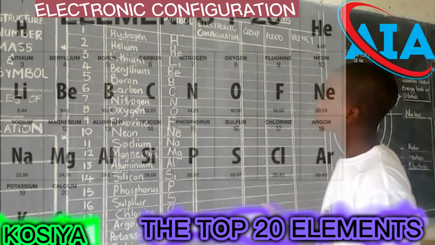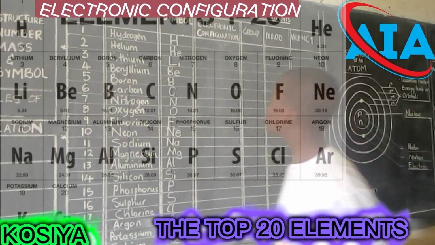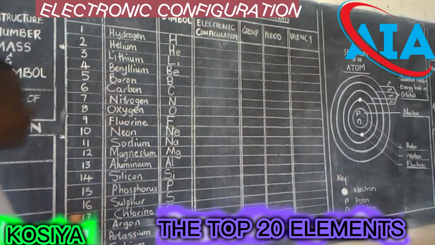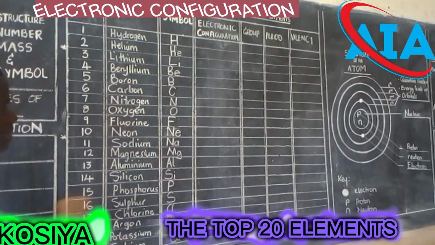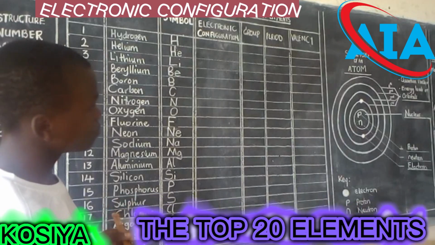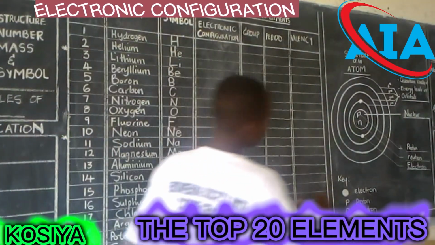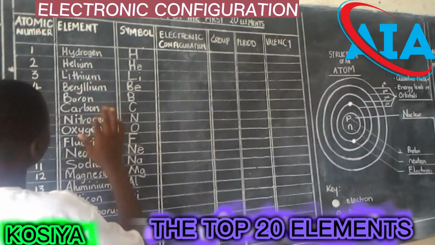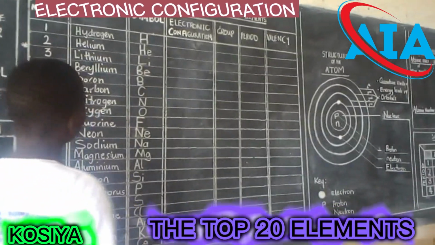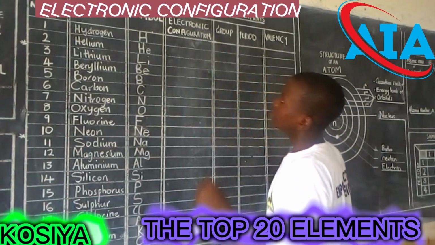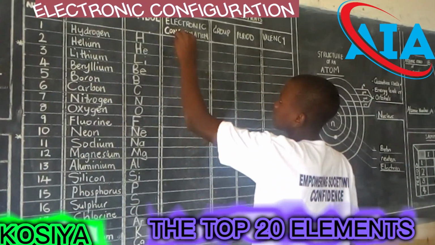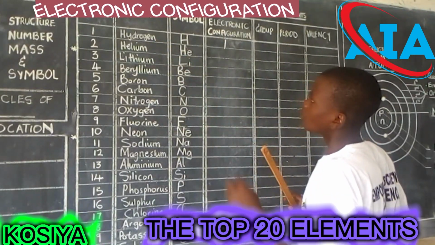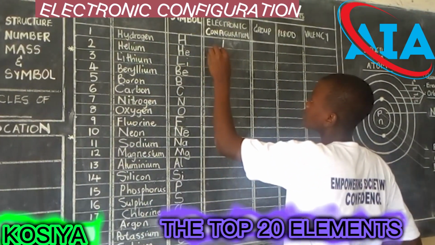We are going to talk about electronic configuration. So electronic configuration is the arrangement of electrons in the energy levels, starting with the one near the nucleus. So we shall start with hydrogen. Of course, hydrogen has only 1 as electronic configuration. Helium also will be 2.